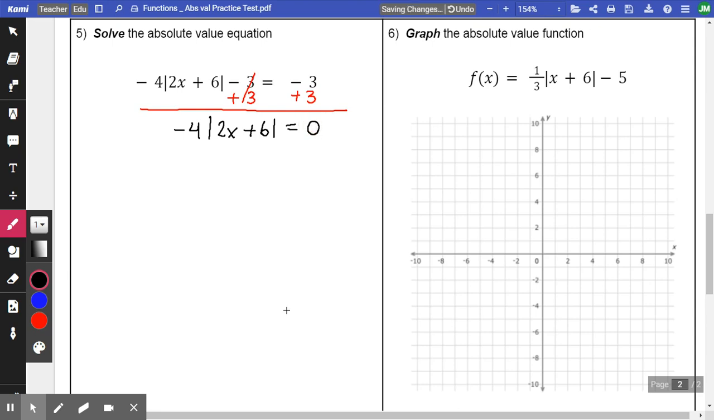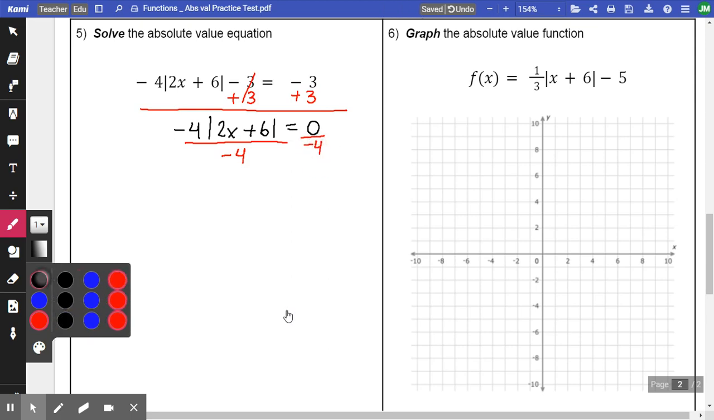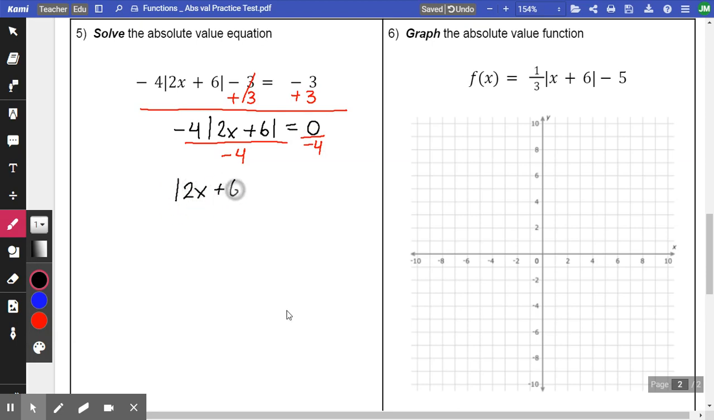So right away, we'll end up with 0 at the end here, so we'll only have one solution. Let's undo this multiplication by dividing by negative 4. But as you can see, 0 over negative 4 will still be equal to 0. So the absolute value of 2x plus 6 is equal to 0. We have one solution.